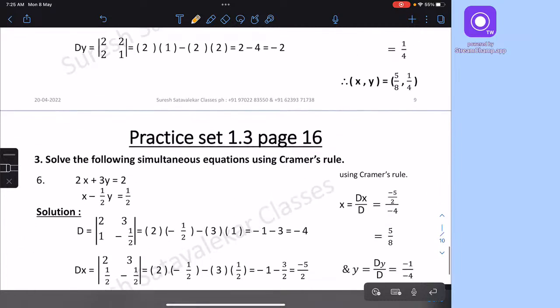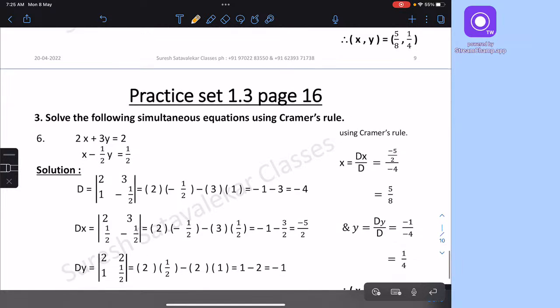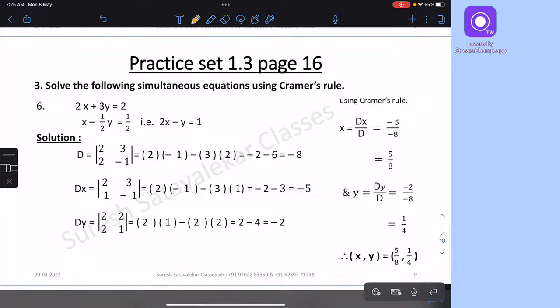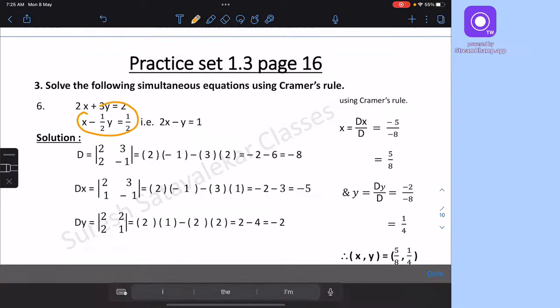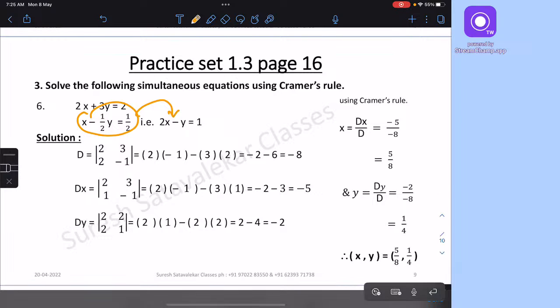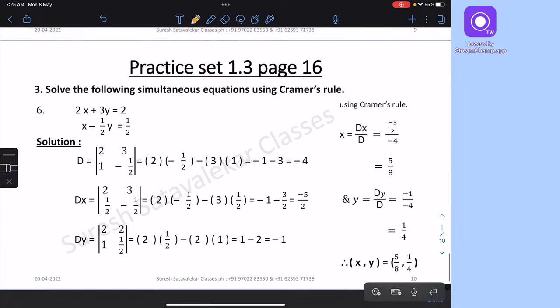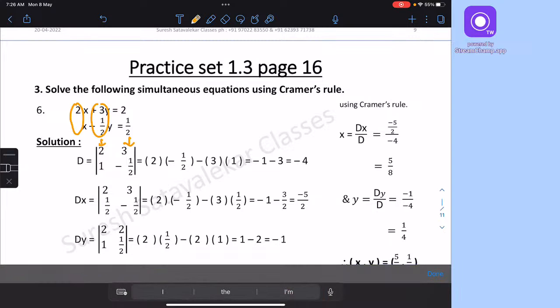This is solved. See here what we have done. We have multiplied this equation by 2 to get this equation. Even if you don't do it like that, you can still get this. That is what is shown here. You can write d as 2, 1 here and 3, minus half. That way also you can do it, but you have to work with the fractions. You are getting the same answer, no problem.